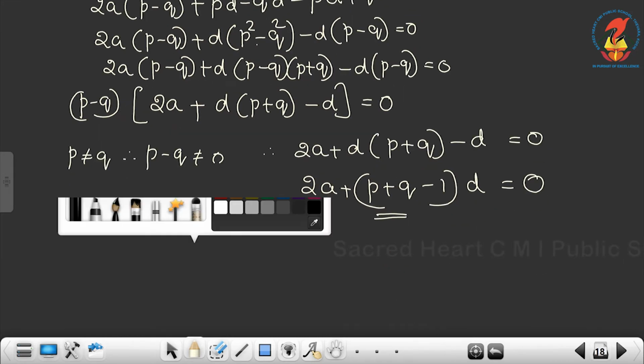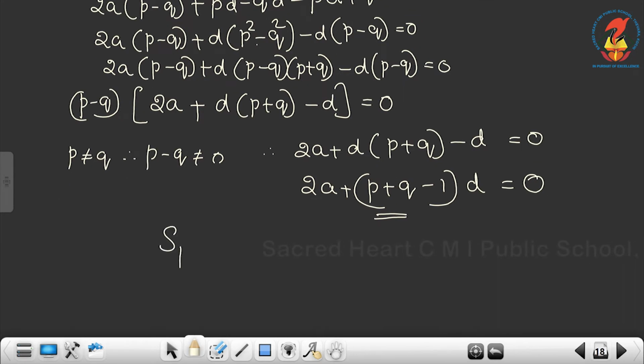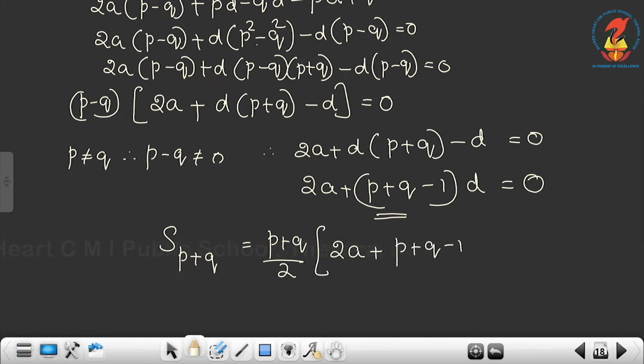And what is the question? Sum of the first p plus q terms. The expression is p plus q by 2 into 2a plus p plus q minus 1 into d. This is the expression. But what is the bracket? The bracket is 0. So p plus q by 2 into 0 is equal to 0.